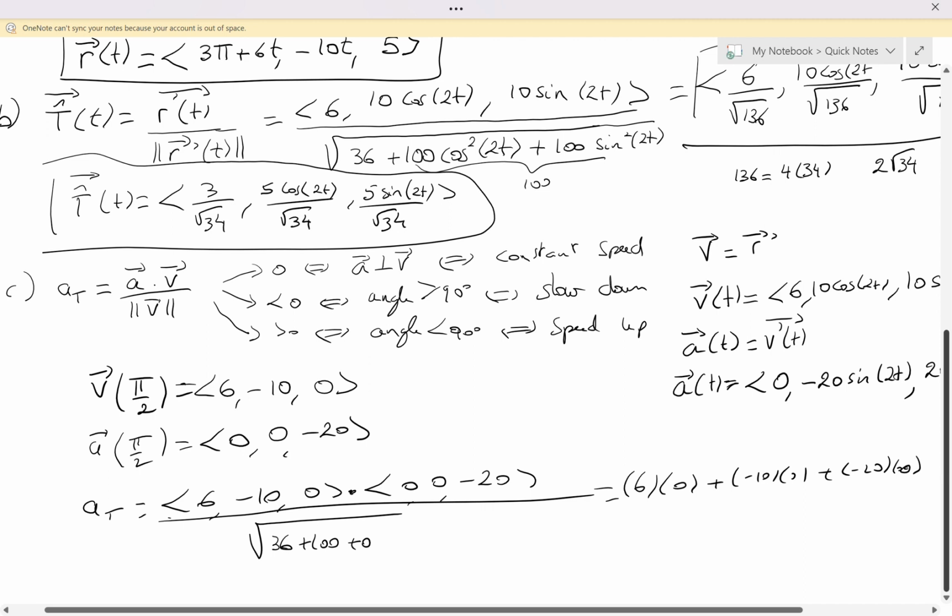Sorry, it's a little bit messy. My 0 doesn't look like a 0. Over the square root of 136, but you see, this is 0. So A_T is 0. So we have a constant speed.